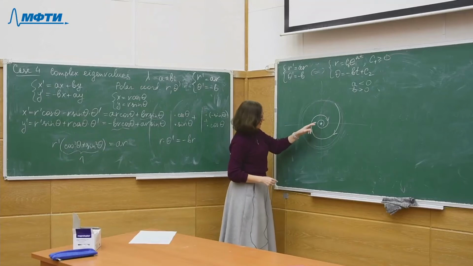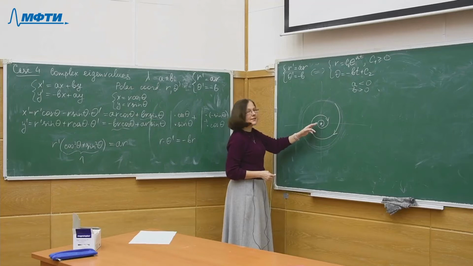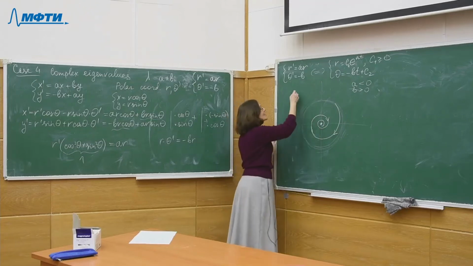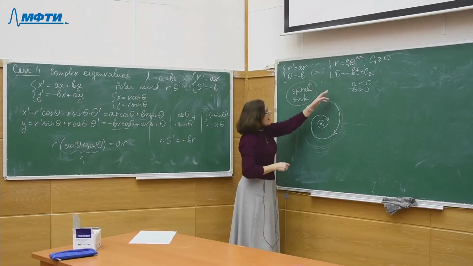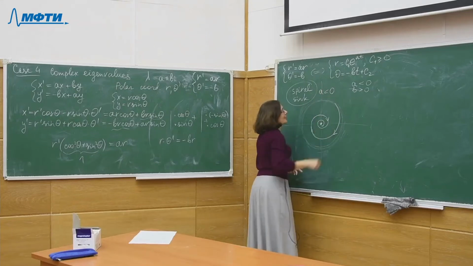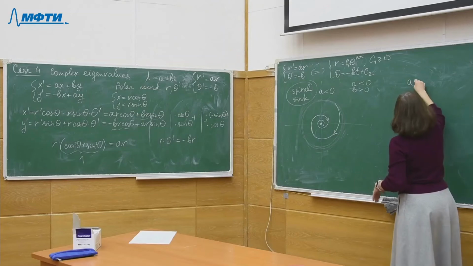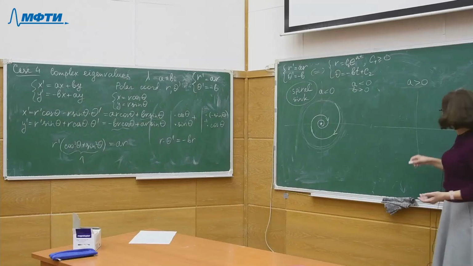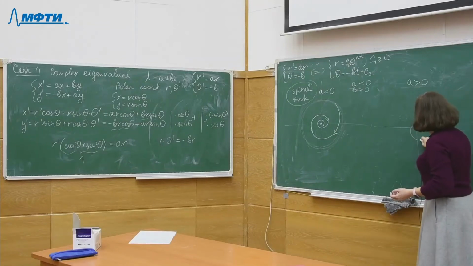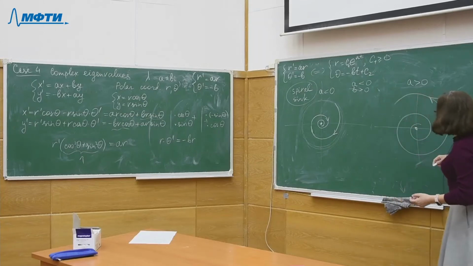So this is a sink, of course. It is called the spiral sink, for A less than 0. But if A is greater than 0, then we will have a spiral source. It will look like this, a spiral source.